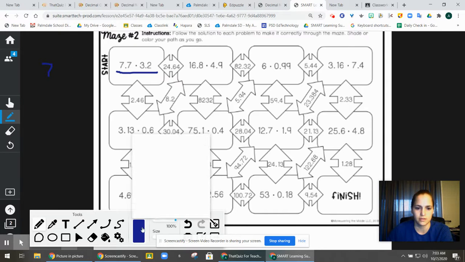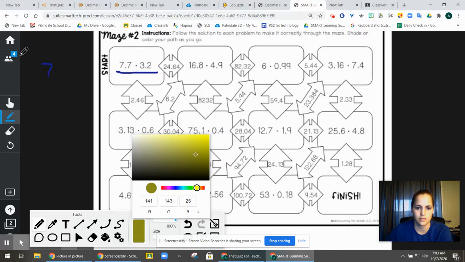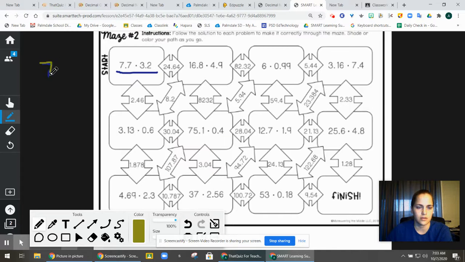Let me do a different color. Okay. 7 and 7/10 times 3 and 2/10. All right, so remember from our lesson that we are just going to first multiply like normal and ignore the decimal. So 2 times 7 is 14. I'm going to carry the 1. 2 times 7 is 14 plus 1 is 15.